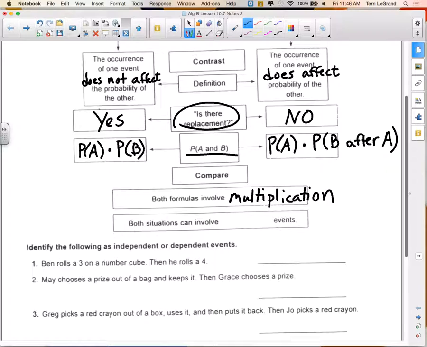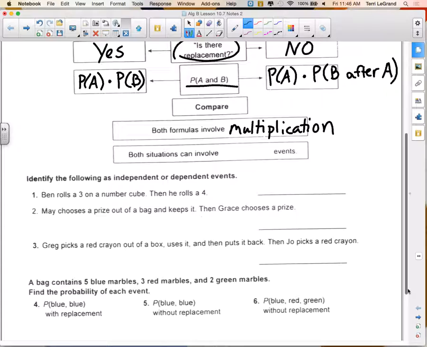And our last one, how can they be alike? Kind of like what I think Rose was just saying, they both have events. So we're going to say both situations can involve two or more events. When two or more events are going on, we have to decide whether they're independent or dependent, but in both cases, there's at least two things happening, okay?